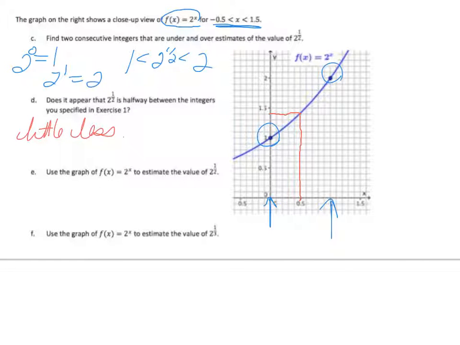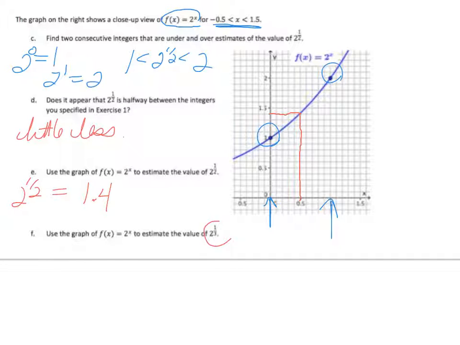Right? So use the graph of f of x equals 2 to the x to estimate the value of 2 to the 1/2. I got about 1.4. About 1.4. Okay.